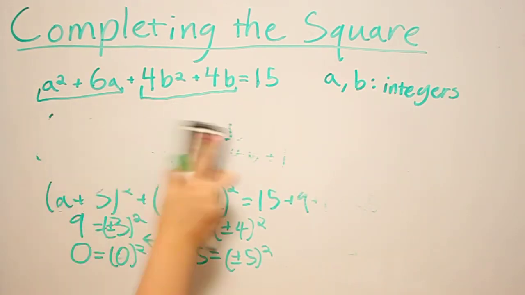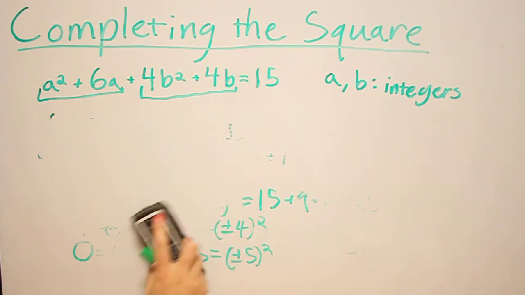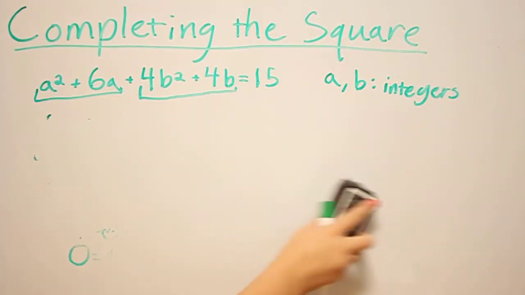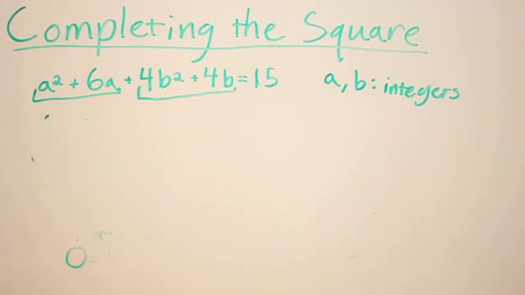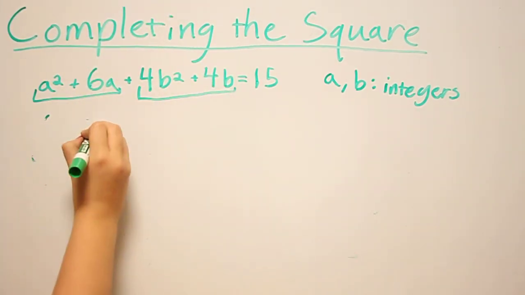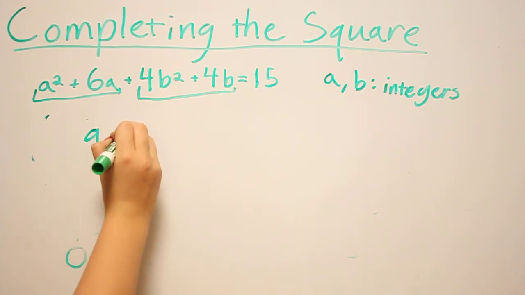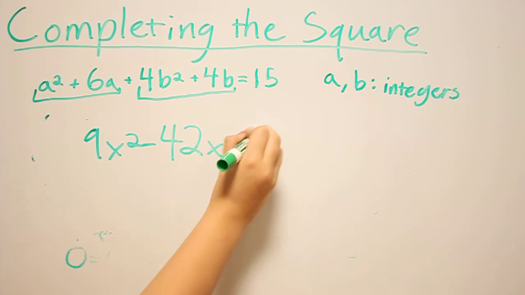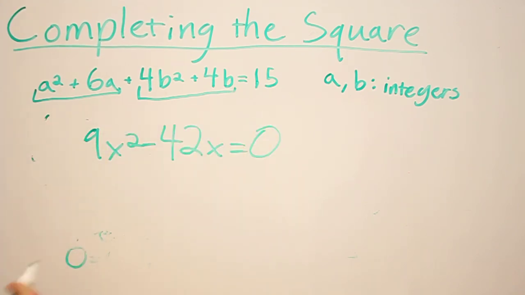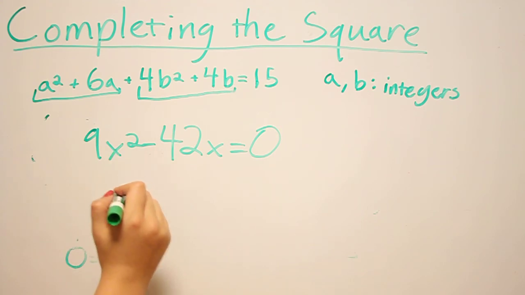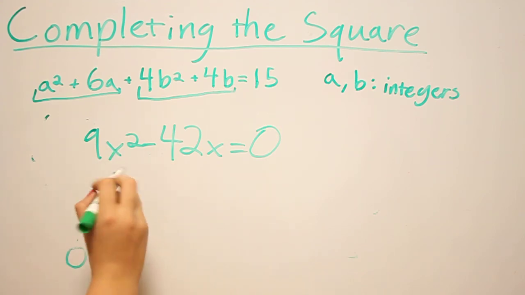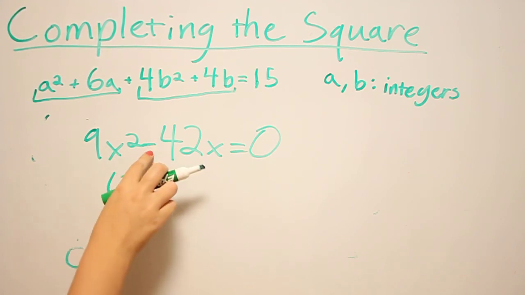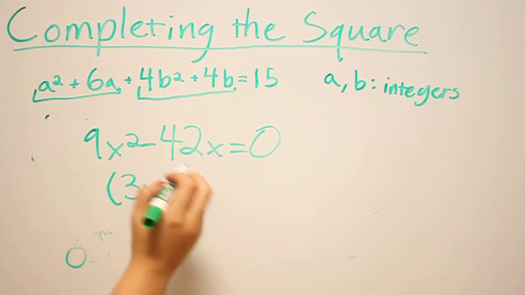So, say you had 9x squared minus 42x equals 0. So again, we want to see what square we want to complete. The square root of this is 3x. And in this case we have a minus, so it's minus something.